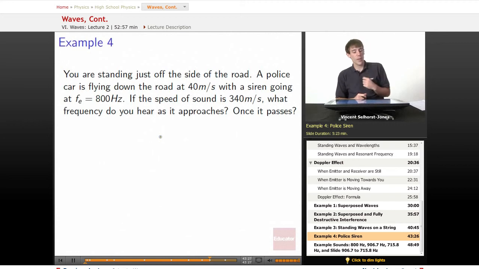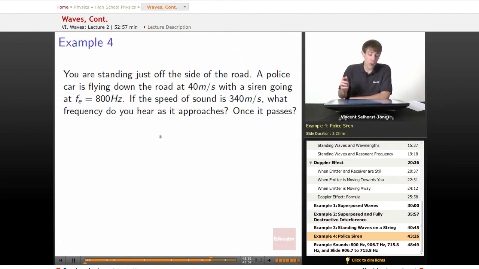All right, example 4. You're standing just off the side of the road and a police car is flying down the road at a very fast 40 meters per second with its siren going at frequency 800 hertz. If the speed of sound is 340 meters per second, what frequency will you hear as the car is approaching? Once it passes you, what sounds are you going to hear?